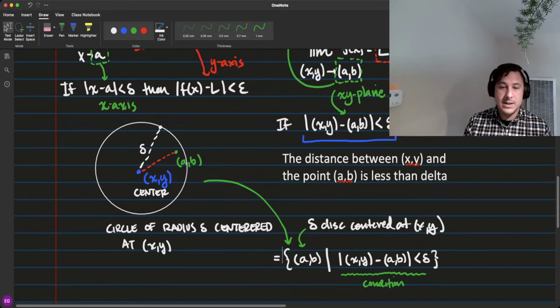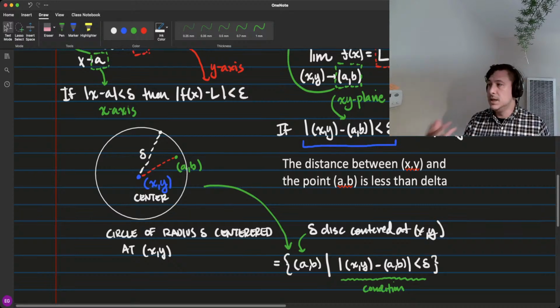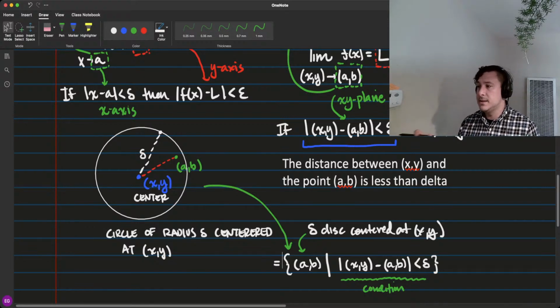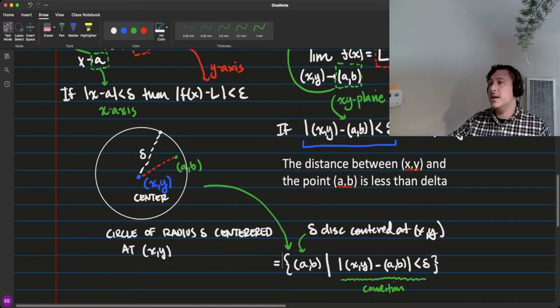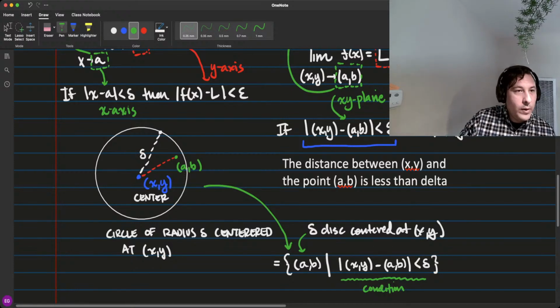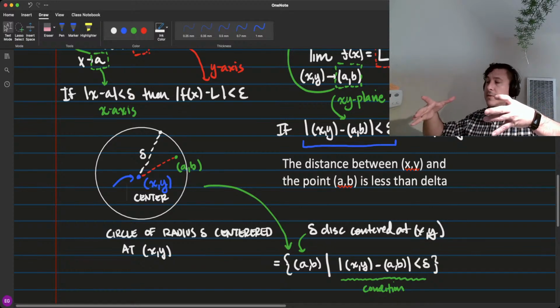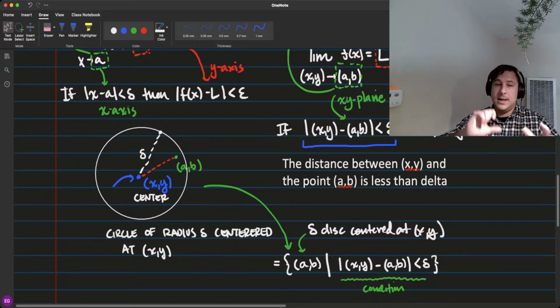Okay, why do we need this? Well, because in the limit statement, I was saying, if the distance between x y and a b is less than delta, I need to know what I'm talking about now. So what we're saying is, you have a point right here, x comma y, and let's say I have a point close to x comma y. The point that's close to x comma y is called a comma b. And how close is that point? Well, it's no more than delta away.